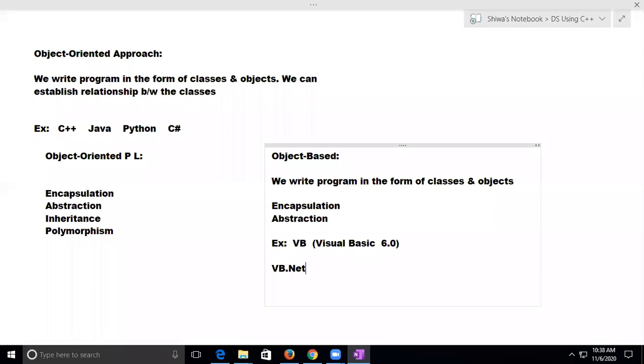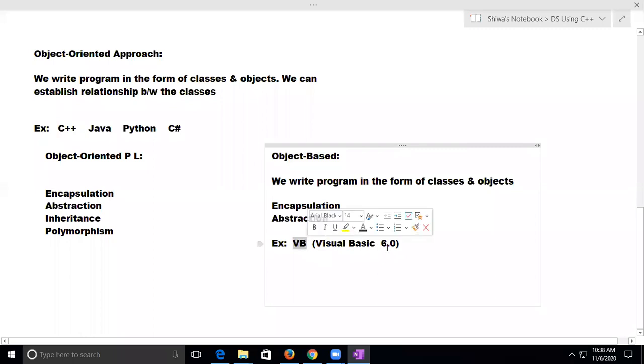VB.NET is the object-oriented again. VB.NET is the language, okay? That is one .NET language. That is object-oriented again. So this VB language merged into the .NET languages. So VB is the object-based. This VB is the object-based, okay?